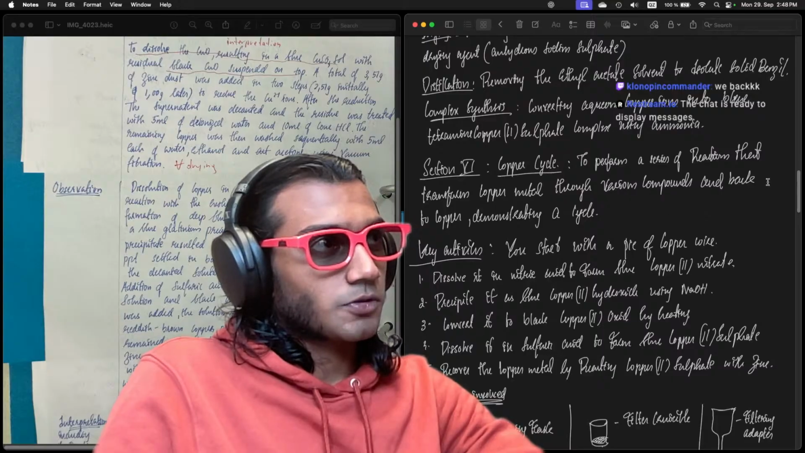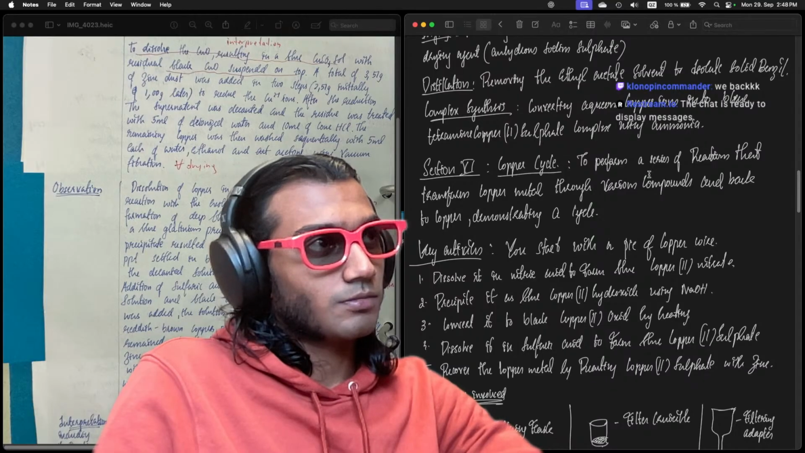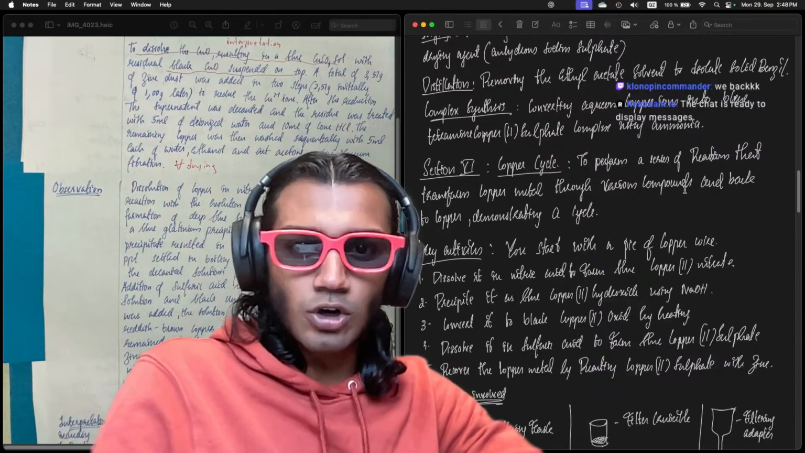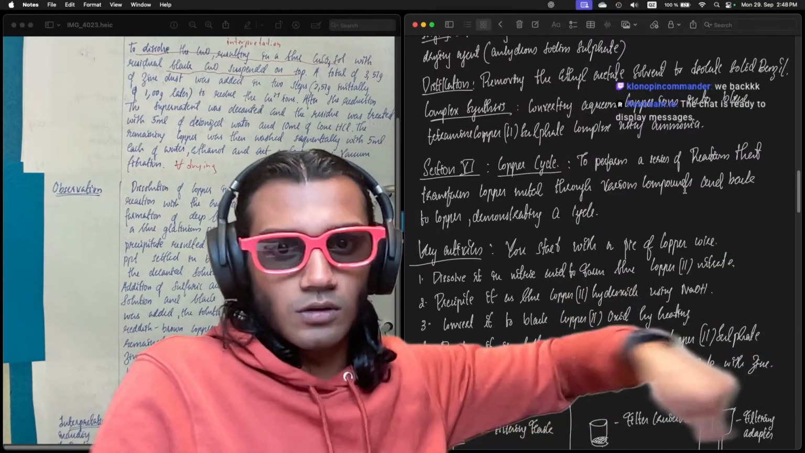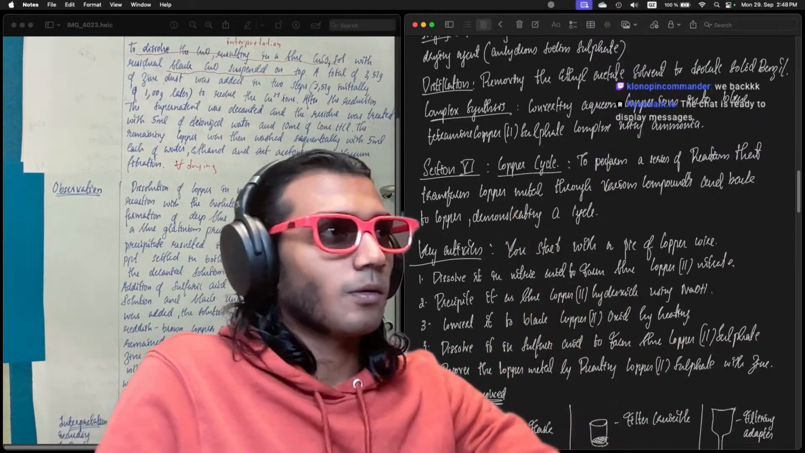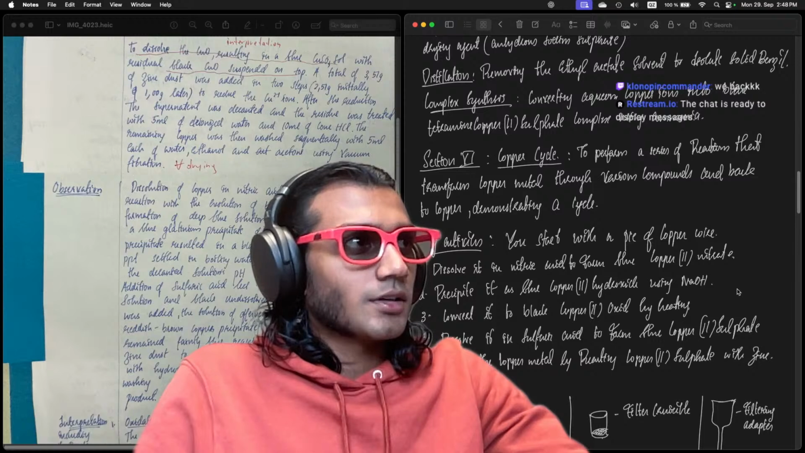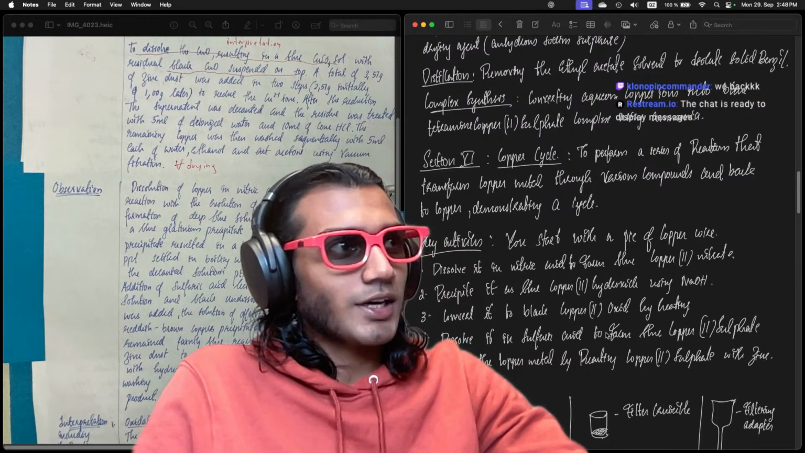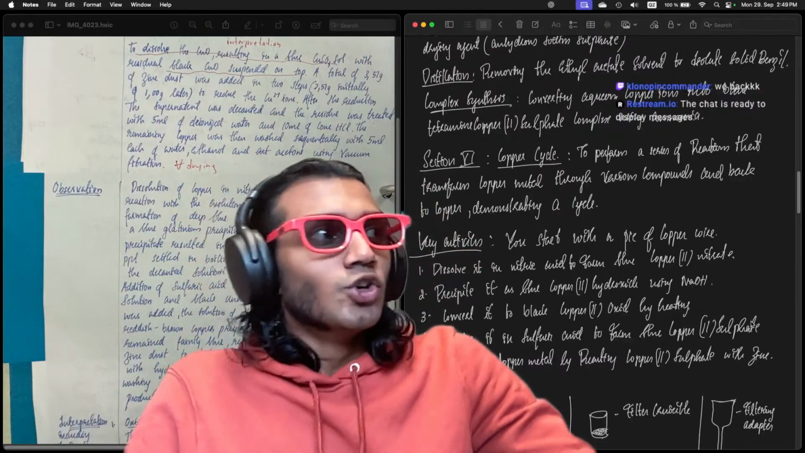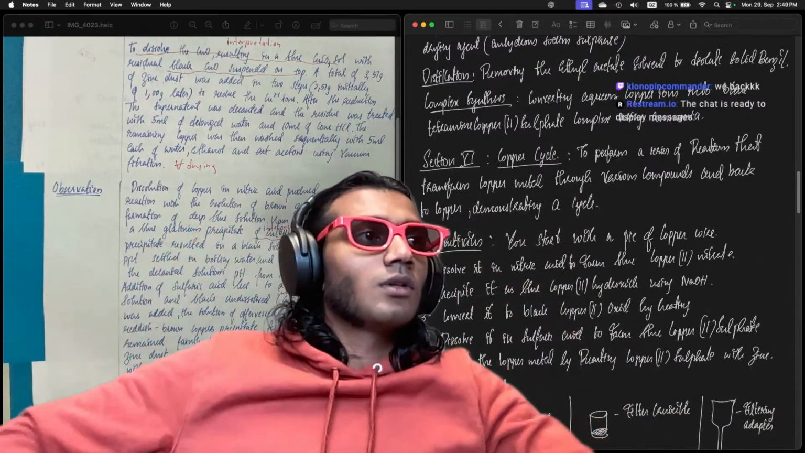Section 6, copper cycle: performing a series of reactions that transform copper metal through various compounds and salts and back to copper, demonstrating a cycle. Nitric acid, nitrate to hydroxide, hydroxide to oxide, oxide to sulfate, sulfate to pure copper. We come full circle. Now glassware.